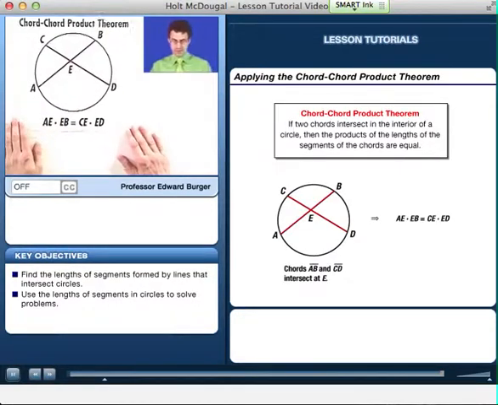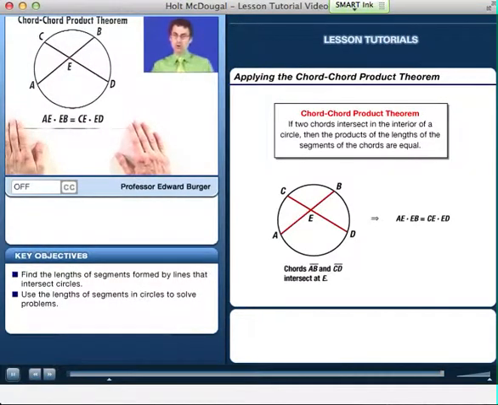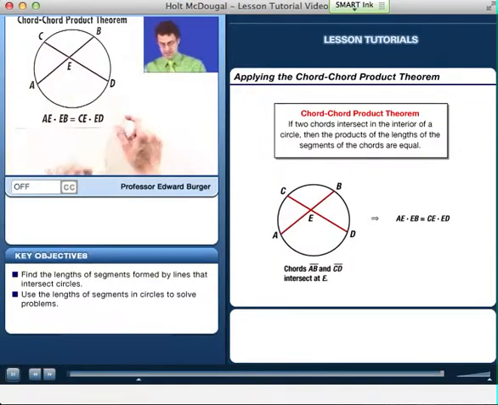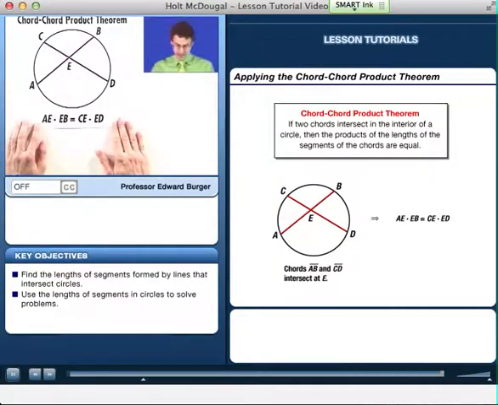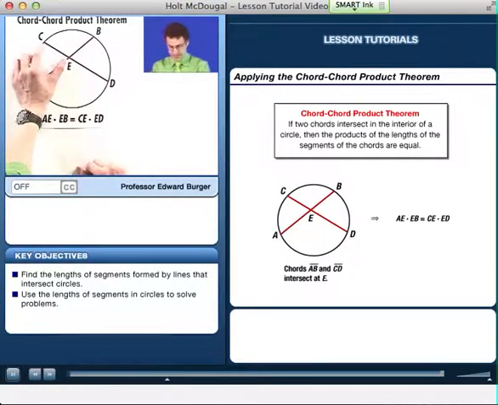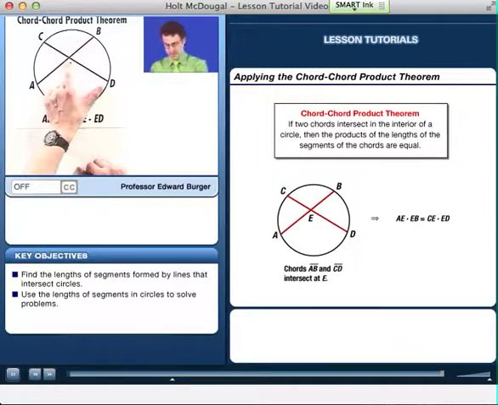The first one comes under the heading of the chord-chord product theorem, which basically says if we have two chords that intersect somewhere inside the circle, then we notice that we have four segments: this line segment, this line segment, this line segment, and this line segment. And what this theorem tells us is that if we take the length of AE and multiply it by the length of EB, then what we get is the same thing as taking the length of CE and multiplying it by the length of ED.